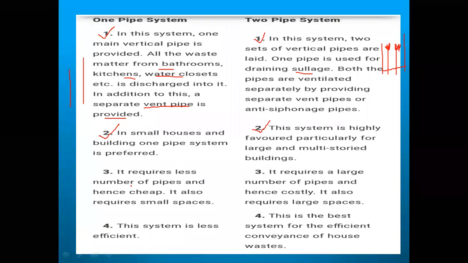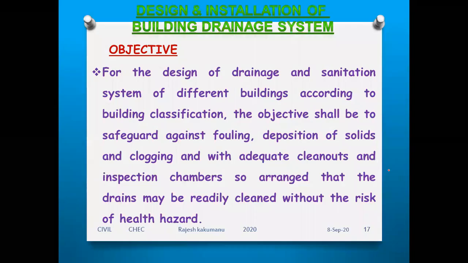Next, it requires a smaller number of pipes and hence is cheap. It also requires small space. Obviously, when our piping is less, the cost is also less. Here, since it is a two pipe system, we require a larger number of pipes and hence it is costly. It requires big space when compared to the one pipe system. Next, the one pipe system is less efficient, whereas the two pipe system is very efficient for the conveyance of house waste. Very simple differentiation.